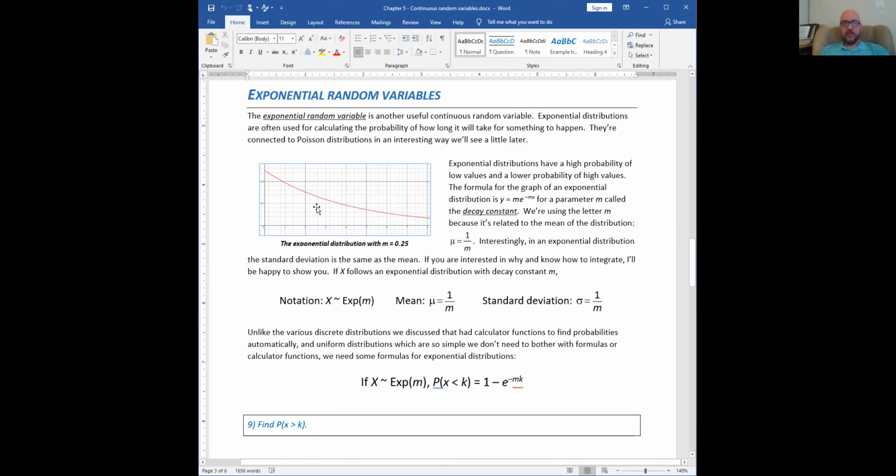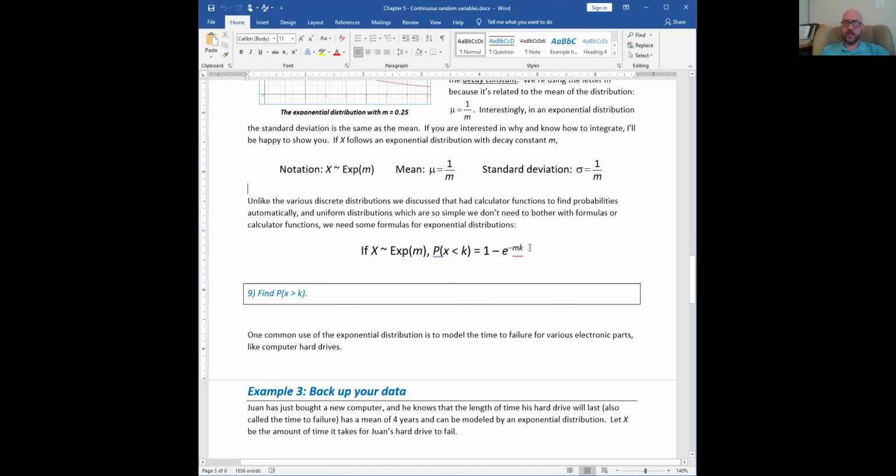And a small m decays really slowly like this. The mean and standard deviation are both 1 over m. And here's the notation that we use: X is approximately exp, so exponential with decay constant m. Then your formulas are these: 1 minus e to the minus mk to the left, e to the minus mk to the right.